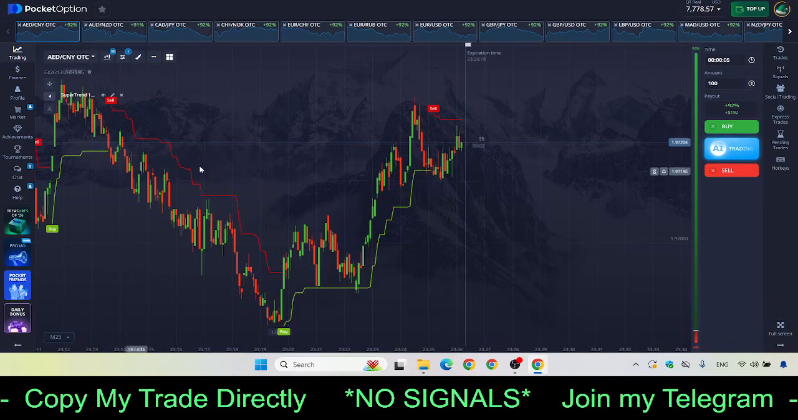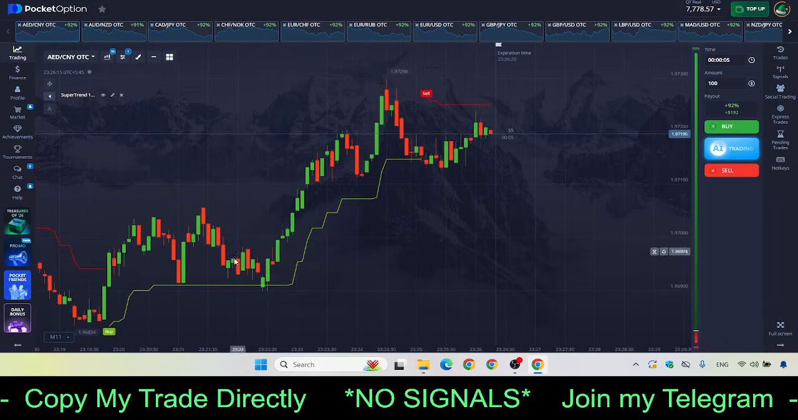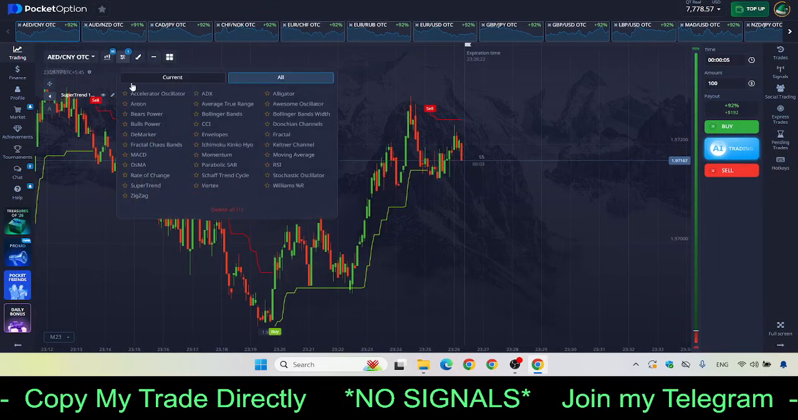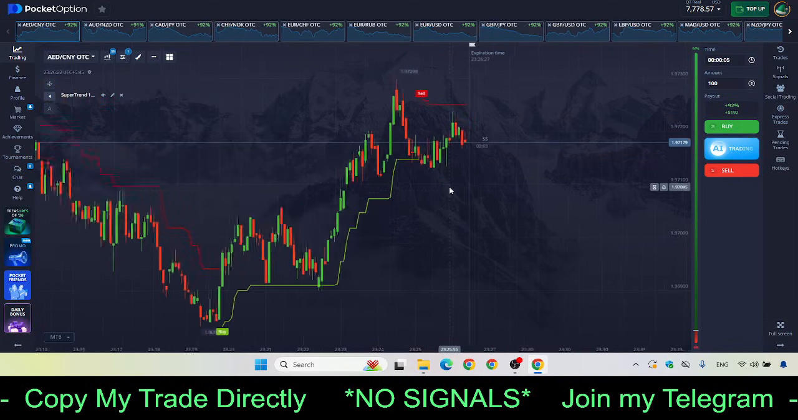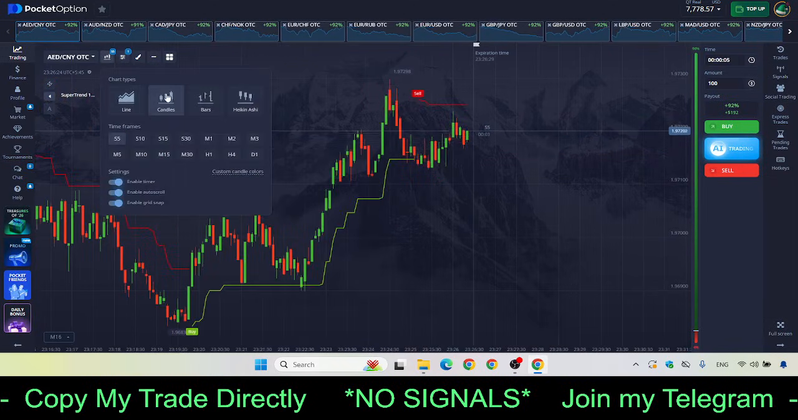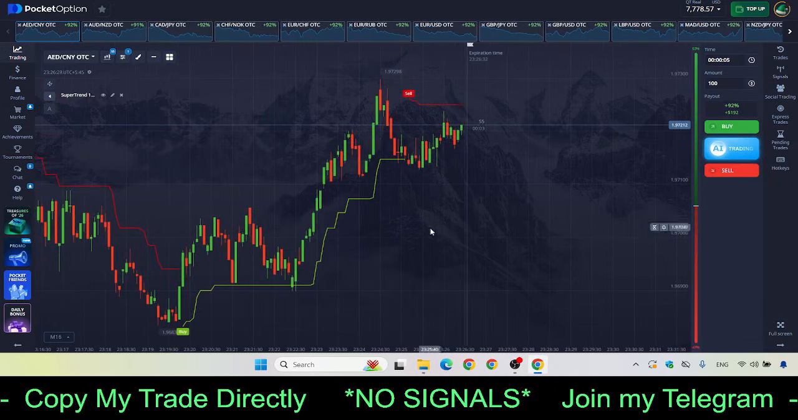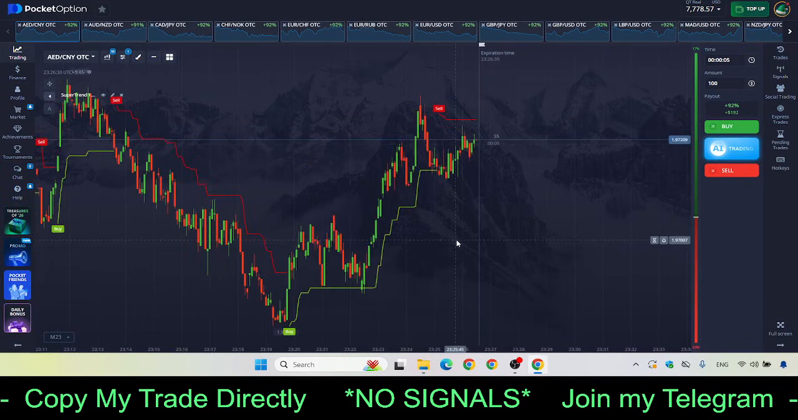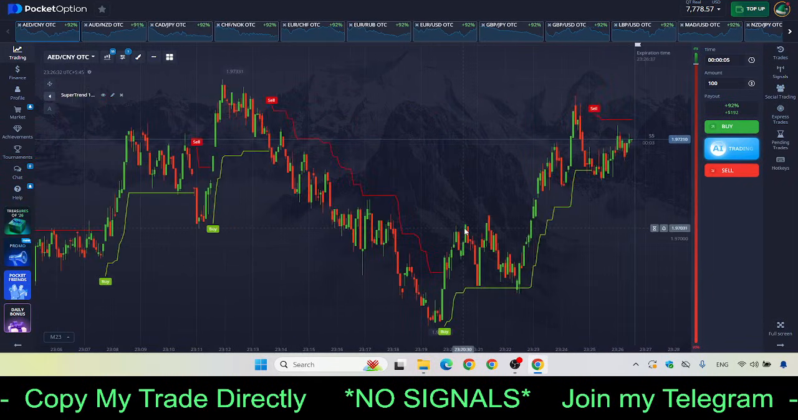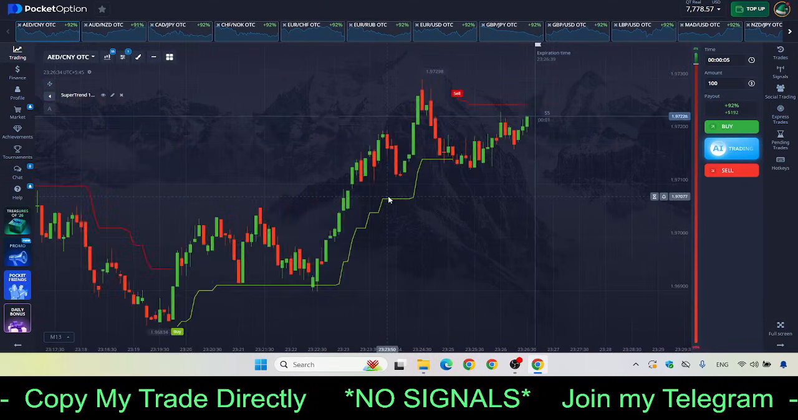In this Pocket Option 5-second strategy, we are going to use an indicator called Super Trend. You can find this indicator here. If you click on it, it will be applied to your chart. Our candle time frame is going to be 5 seconds, and our trading time frame is also 5 seconds. I don't know why people do not use this indicator, but most of the time it gives good signals.